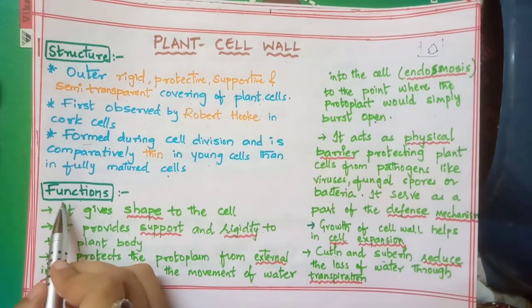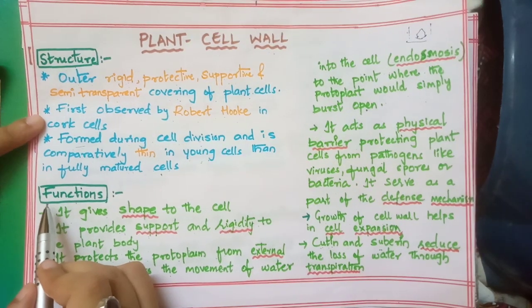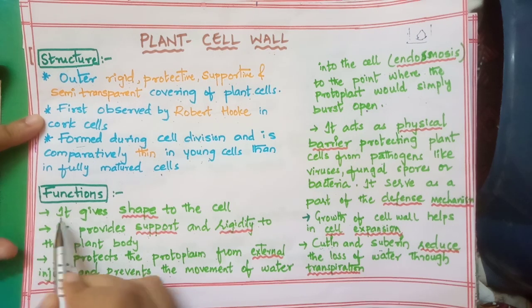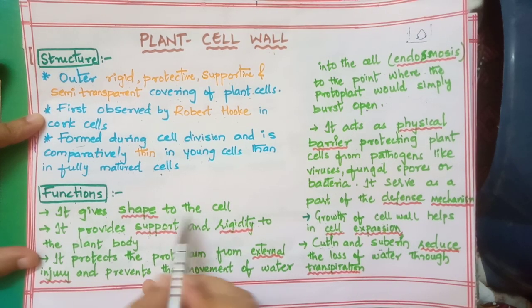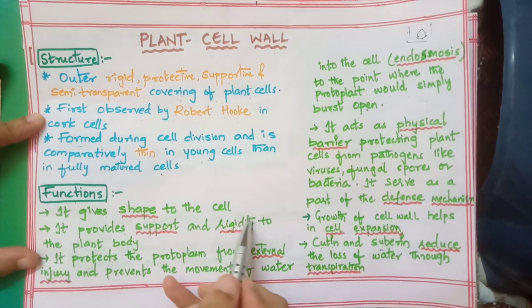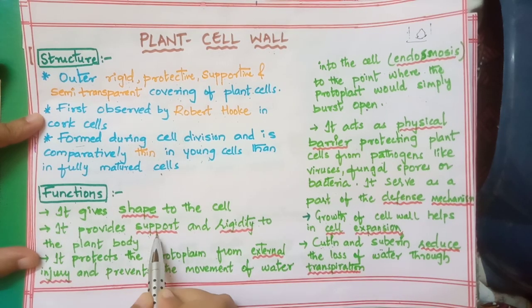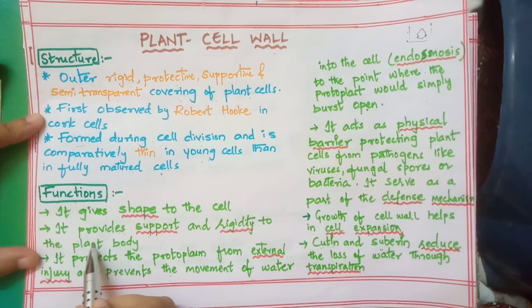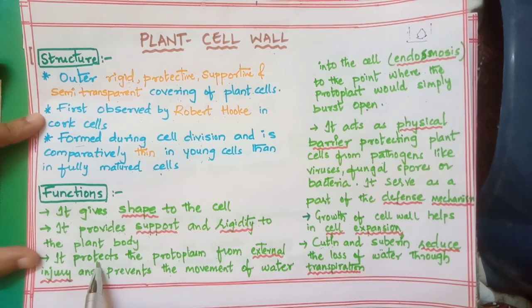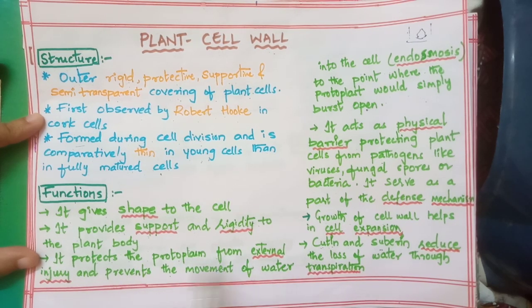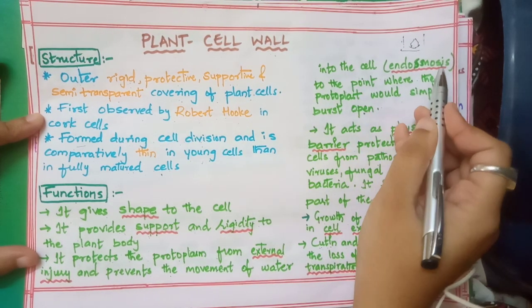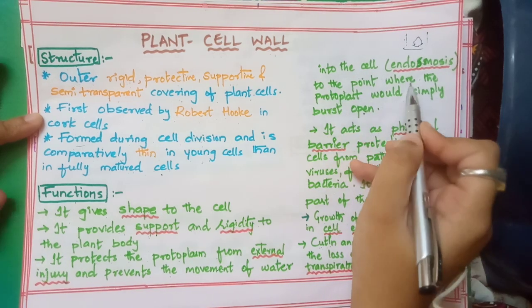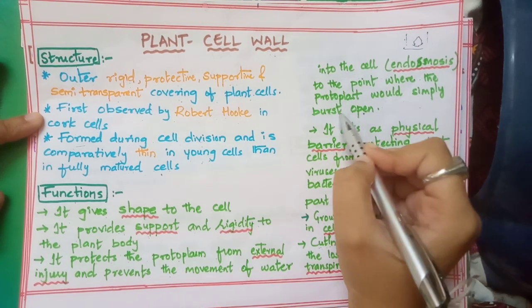Then coming to the functions. What are the functions of the plant cell wall? It gives shape to the cell, means it provides a definite shape to the plant cell. It provides support and rigidity to the plant body. Then it protects the protoplasm from external injury and it prevents the movement of water into the cell through endosmosis to the point where the protoplast would simply burst open.